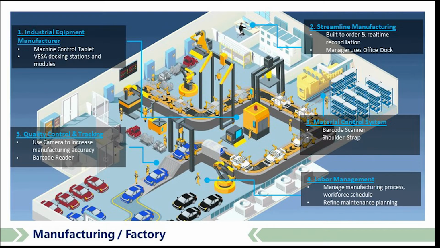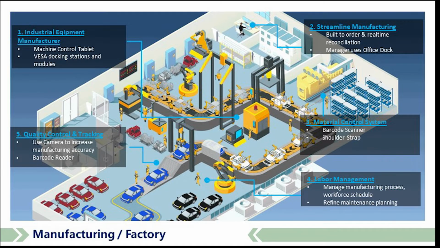So streamlined manufacturing can build to order with real-time reconciliations. Docking allows the manager to streamline each production process, locate potential problems, and do on-site troubleshooting. When it comes to the material control system, the tablet can add on the barcode scanner for material checking, and a shoulder strap makes it easy for workers to bring the tablet anywhere. So raw material and spare part tracking is done with the barcode scanner.